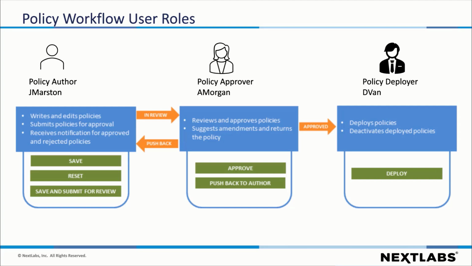Marston writes a policy, then submits it to policy approver A. Morgan to review. If the policy is approved, policy deployer D. Van will deploy the policy. If the policy isn't valid, J. Marston will have to edit the policy accordingly and request the policy approver A. Morgan until approval. Now we're familiar with the process of policy workflow.